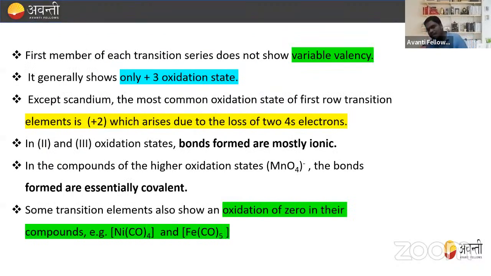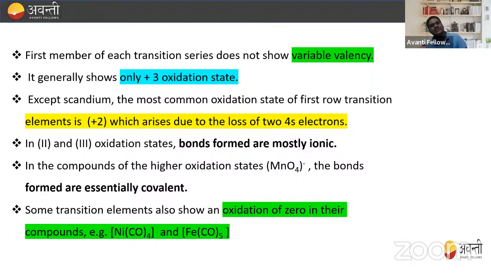Now, the first member of each transition series does not show variable valence, right? The first member of each transition series, whether it is 3d, 4d, 5d, or maybe 6d, does not show variable valency. It generally shows only the +3 oxidation state.